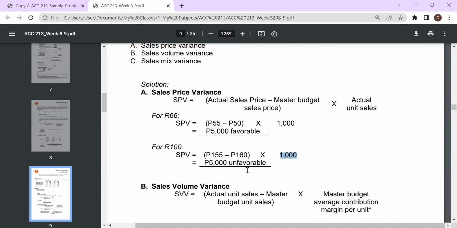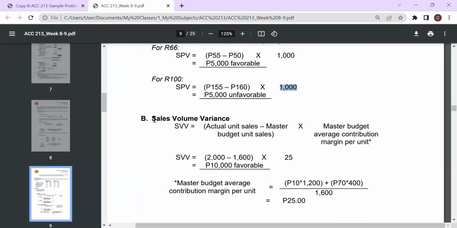So that's it. It's like computing the materials price variance, but of course this time we're dealing with revenue, so we use sales price. In terms of interpretation, when the actual is bigger compared to the budgeted, that's a positive indicator. But when the actual selling price is smaller compared to the budgeted selling price, then that's unfavorable. That is not good, because it will reduce your contribution margin. Okay, so that's sales price variance.